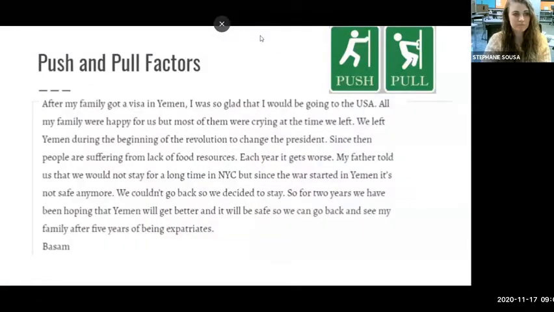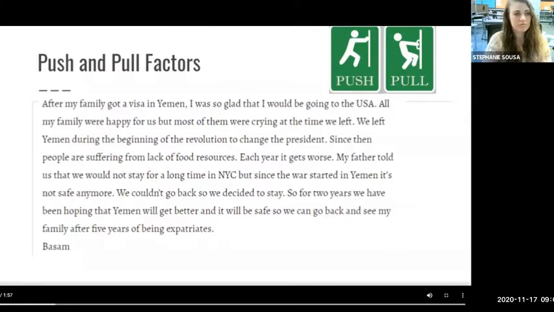We know that immigrants sometimes are faced with reasons why they leave their country. These are called push and pull factors. Bassam wrote this journal entry, and Bassam is an immigrant.